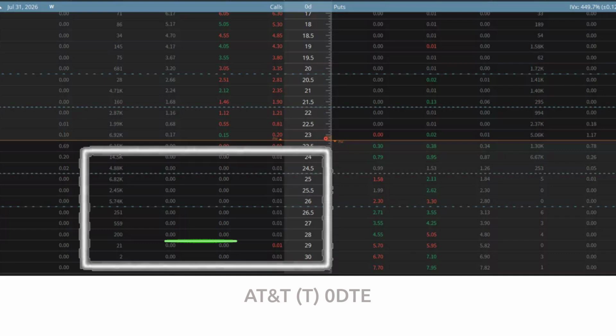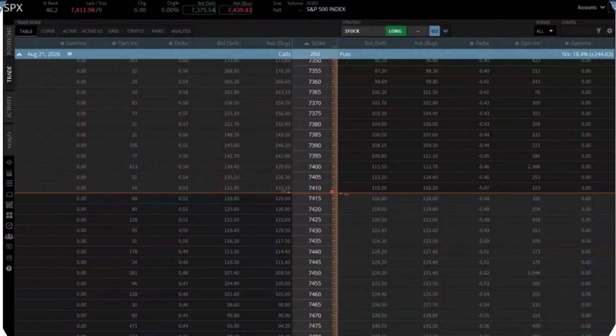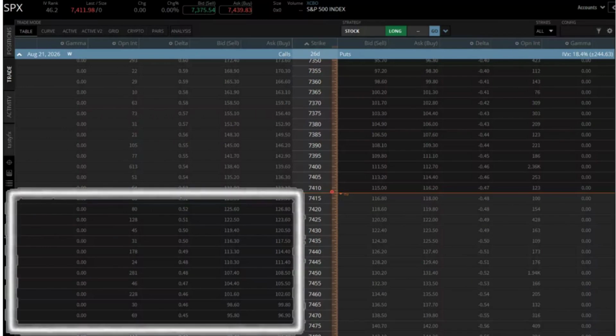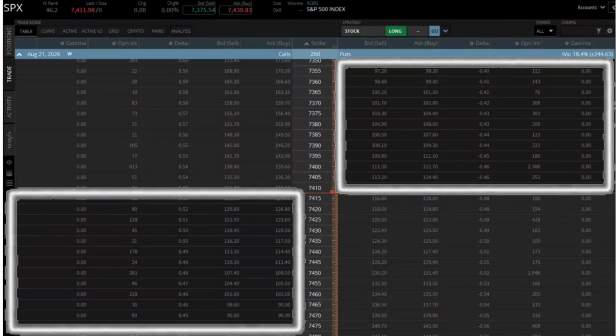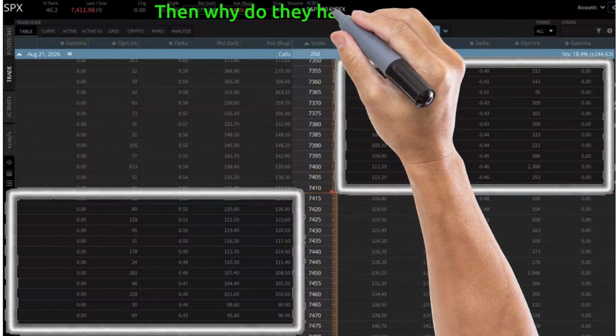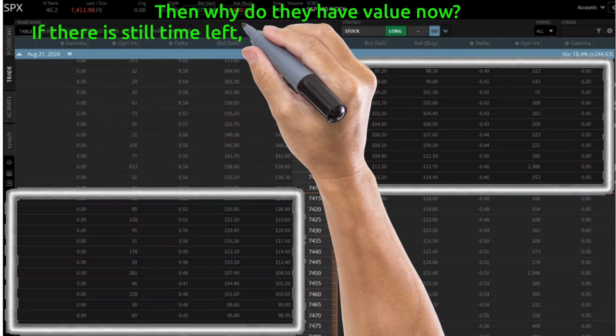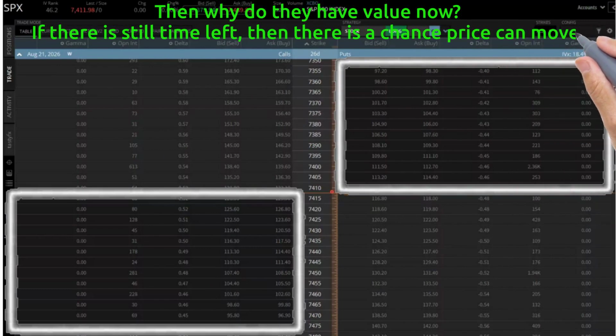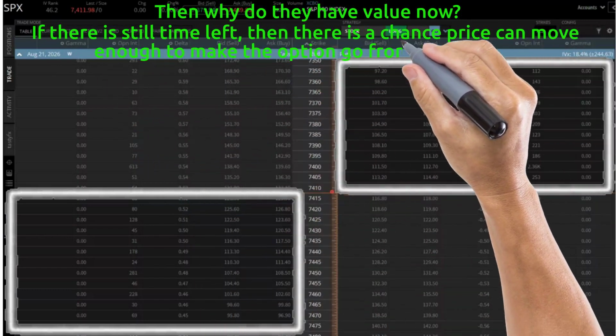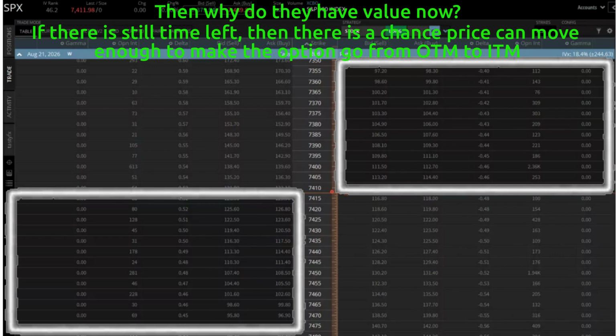We're going to look at the options with 26 days to expiration. You can see that the out-of-the-money options with 26 days to expiration have value, but if they won't have value at the expiration, then why do they have value now? The answer is because stock prices move, and if there is still time left until expiration, then there is still a chance that the out-of-the-money option could become in the money.